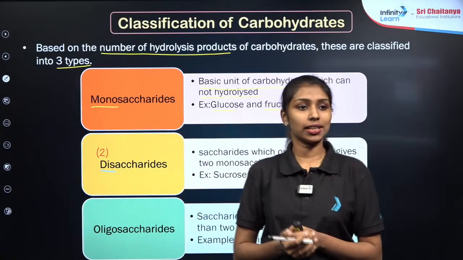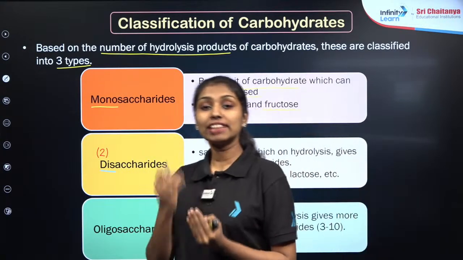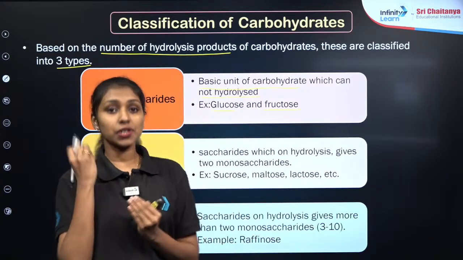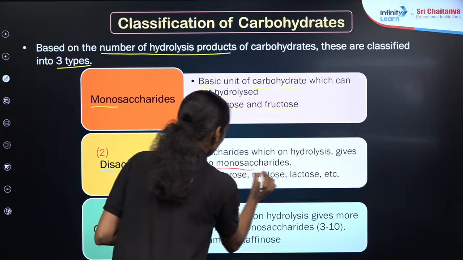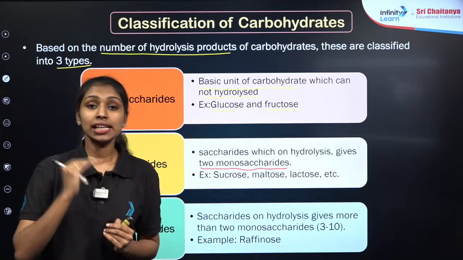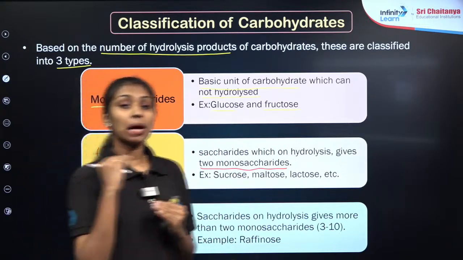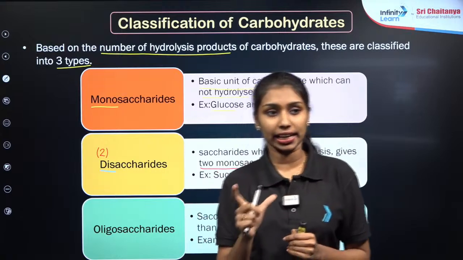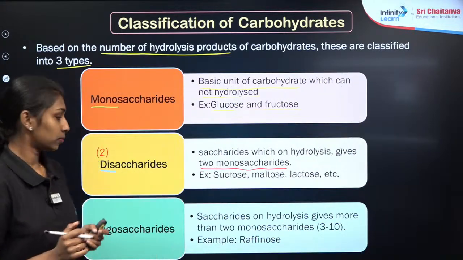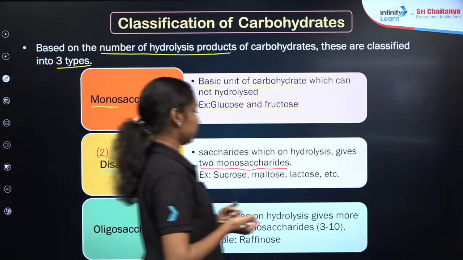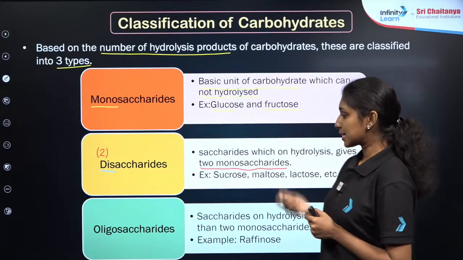Di means 2, right? Di means 2, which means that whenever any of the carbohydrates undergo hydrolysis, they will form two types of monosaccharides. Such a classification of carbohydrates is known as the disaccharides. Di stands for 2. Clear?